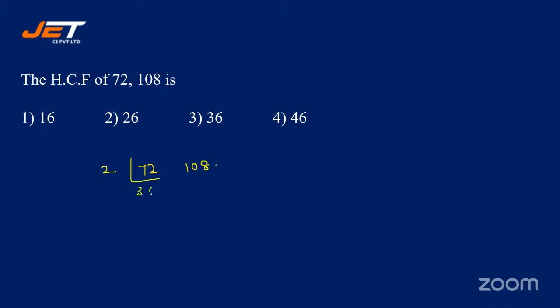2 3s are 6, 2 6s are 12... okay, 2 6, 2 3, 3 1. All right. Likewise, let's find out for 108. 2 5s are 10, 2 4s are 8, 2 2s are 4, 3 9s are 27, 3 3s are 9, 3 1s are 3.